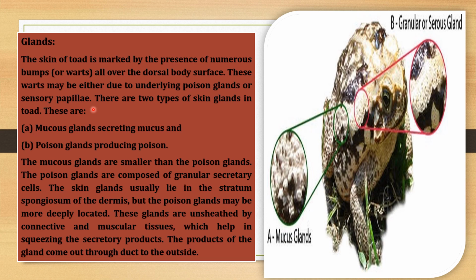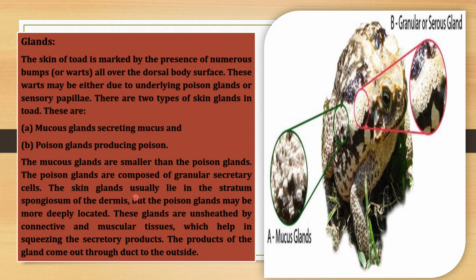There are two types of skin glands in toad. These are mucus gland secreting mucus and poison glands producing poison. The mucus glands, first of all, I'm telling what is mucus. Mucus is a jelly-like substance, whitish in color. It's a jelly-like fluidy substance, fluid actually. The mucus glands are smaller than the poison glands. The poison glands are composed of granular secretory cells.